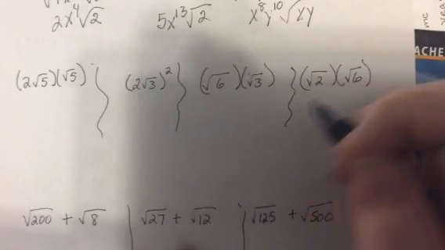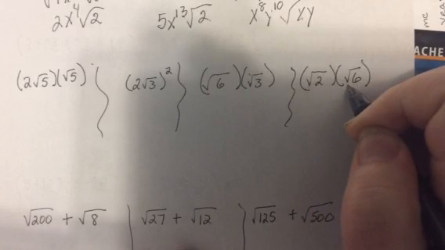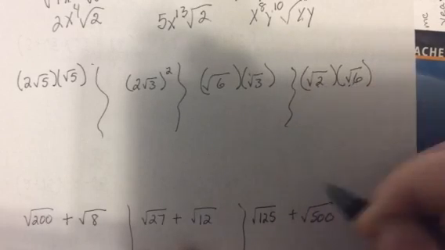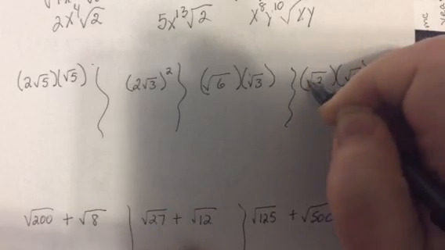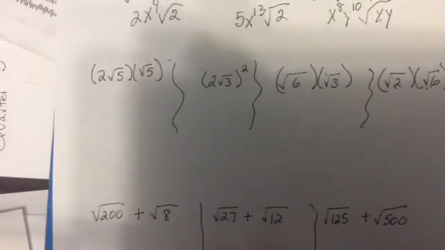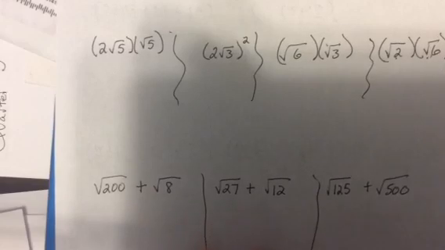So the last one is square root of 2 times square root of 6. Don't do this one down here. Just square root of 2, square root of 6. And do the rest of them.